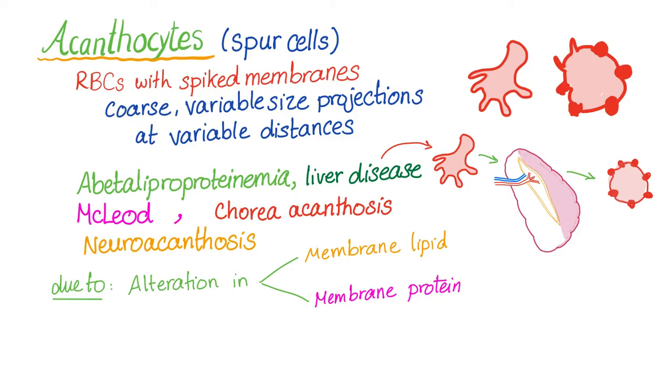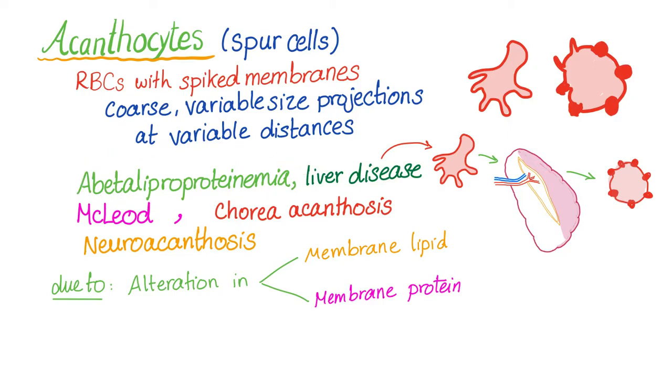They have coarse, variable sized projections at variable distance from each other. Okay? If you remember the previous video, those projections were smaller, more numerous, and at equal distance. But here, in acanthocytes, the distance is variable, and the projections are coarse and of variable size. Okay, when do we see acanthocytes in the blood?